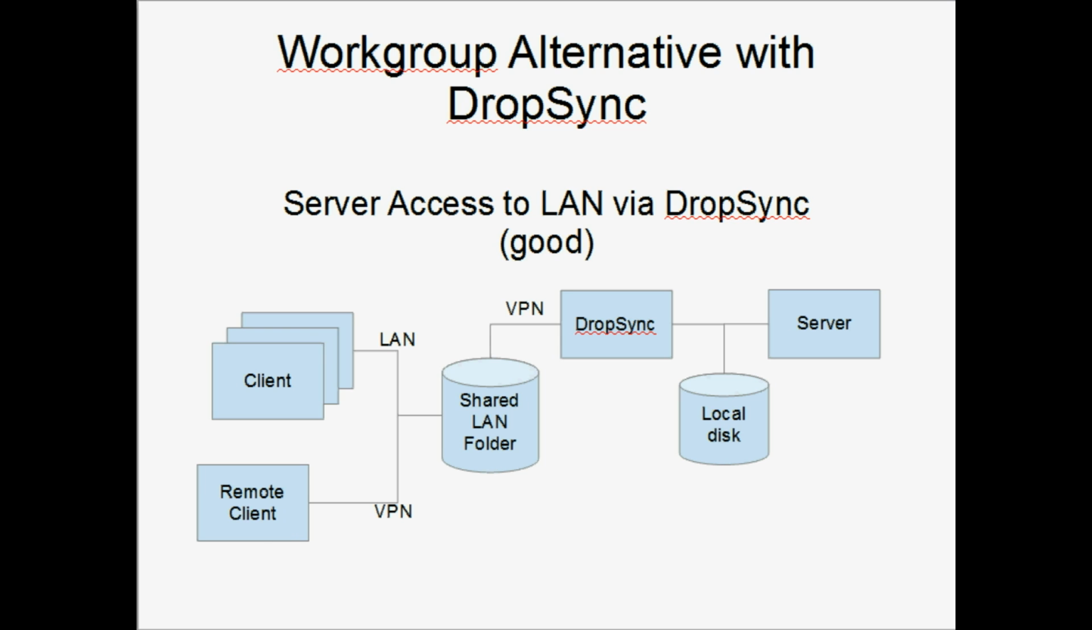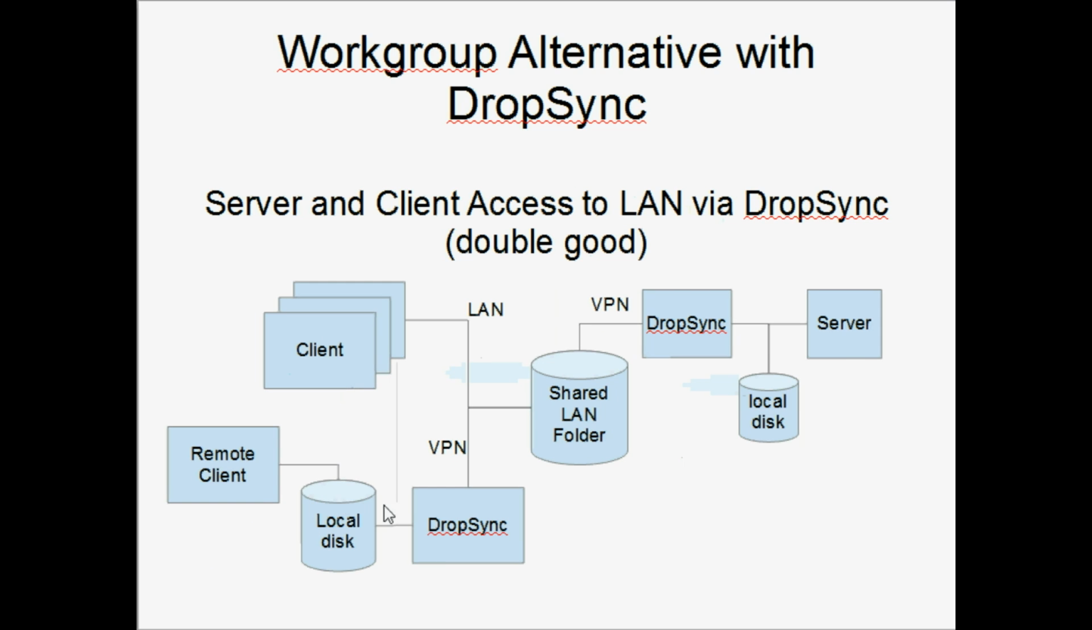If you want to add a remote client to your network, you can install DropSync on that remote client. The remote client will now sync with a local drive. DropSync detects the activity in that local disk and moves it up to the shared LAN folder. Again, DropSync pulls it over here and moves it off to the server.